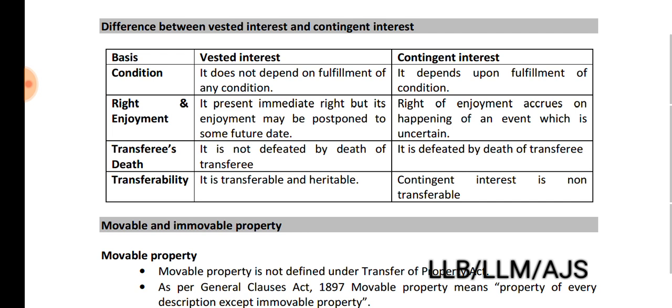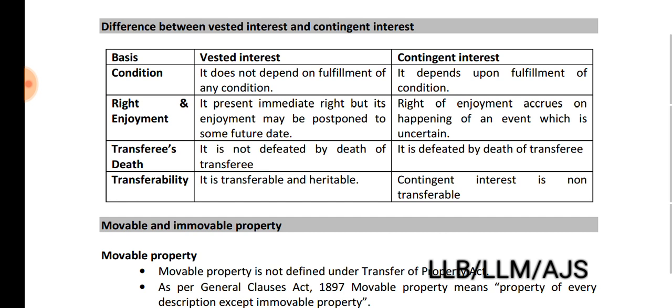Vested interest is a present immediate right, but its enjoyment may be postponed to some future date. It creates rights immediately. But in case of contingent interest, as we know, it depends upon the fulfillment of certain conditions. Right of enjoyment accrues on the happening of an event which is uncertain, some future uncertain event. That's why it is contingent.